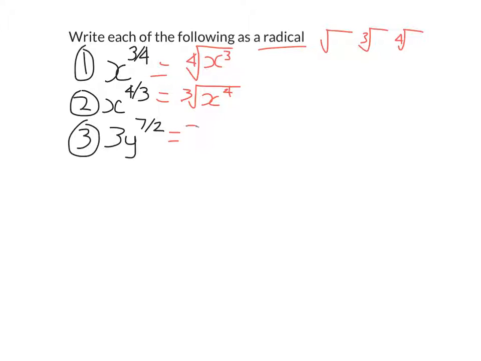So then let's do the third one. So this is 3 times y to the power of 7 over 2. So y to the 7 over 2, this tells you which root to take. Well, the second root is the square root, and then the 7 goes inside, okay?